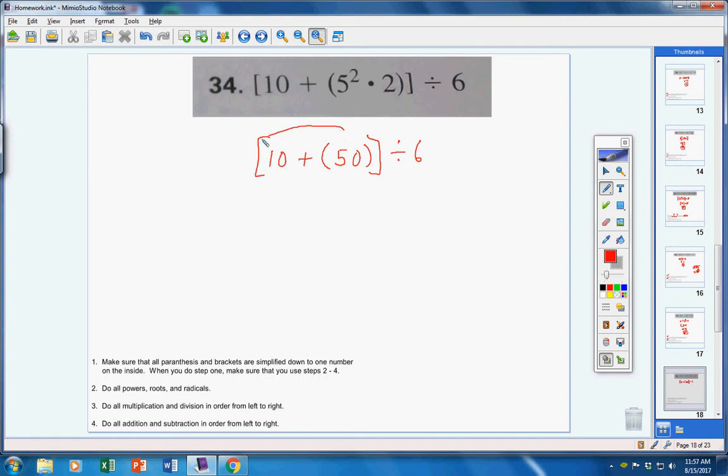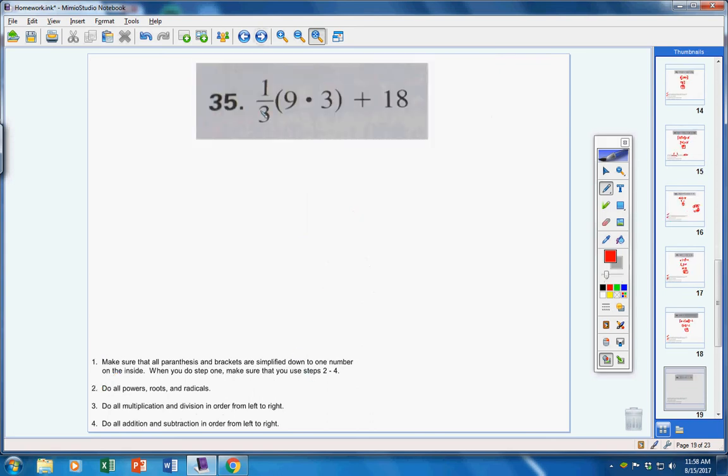Now let's get my bracket simplified down to one number, okay? I have 10 plus 50 is 60. There we go. Step 1 is completed. Make sure that all parentheses and brackets are simplified down to one number. Did it. Step 2, there are no powers, roots, and radicals. Step 3, do all multiplication and division as you see them from left to right. Well, 60 divided by 6 is 10, and we are finished.